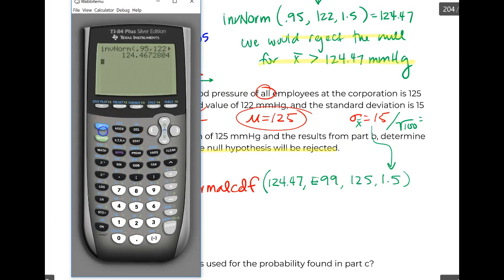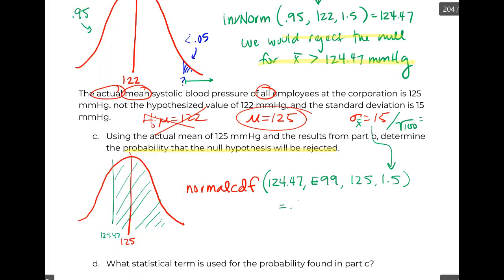Okay, do a normal CDF, 124.47, 125. Oh no, I need the E99. Drat it. E99, 125, comma 1.5. My goodness, I'm having a terrible day of typing on this calculator. So we get out 63.81.